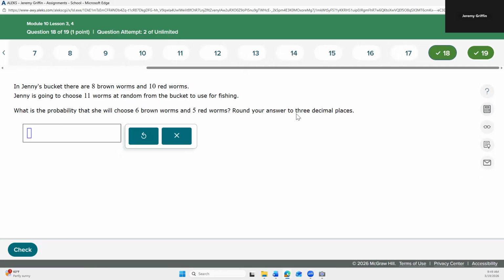Same as before, I'm going to write those numbers on here. We've got 8 brown, we've got 10 red, for 18 total. I'll say these are candidate worms. Then we're just going to choose 11. What's the probability of choosing 6 brown and 5 red?